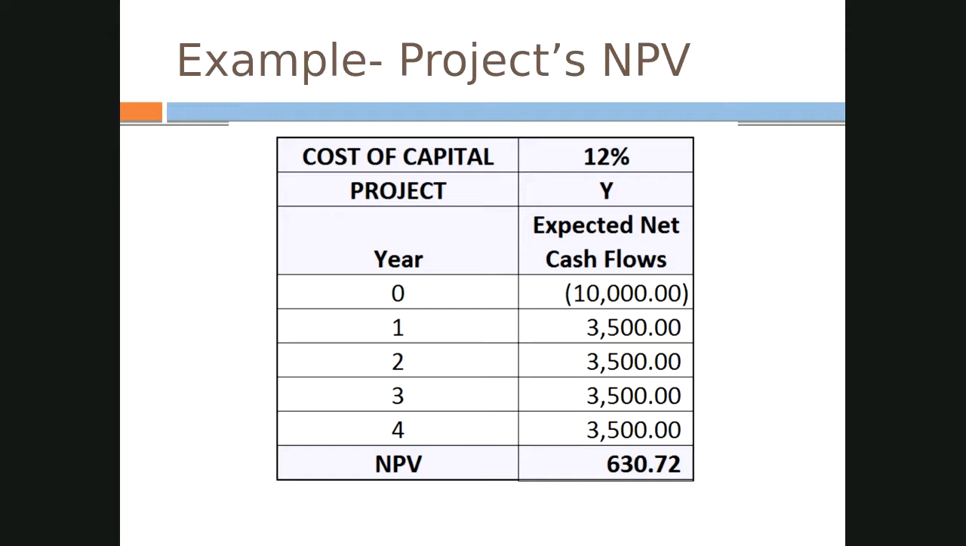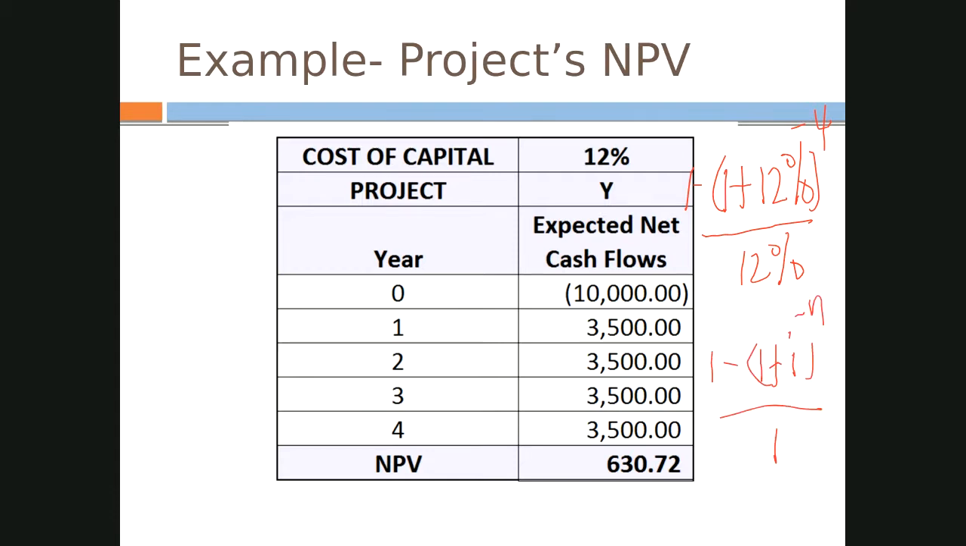So, ang formula natin is 1 minus (1 plus 12%) raised to negative 4, over 12%. Kumbaga, this is 1 minus (1 plus i) raised to negative n, over i. Hindi ka na magko-compute isa-isa. I-multiply mo na lang siya dito sa 3,500. Sige nga, i-gawin natin yan. That will be 1.12 raised to negative 4, 1 minus answer, divided by 0.12. Dapat ang makukuha mo ang factor is 3 point.